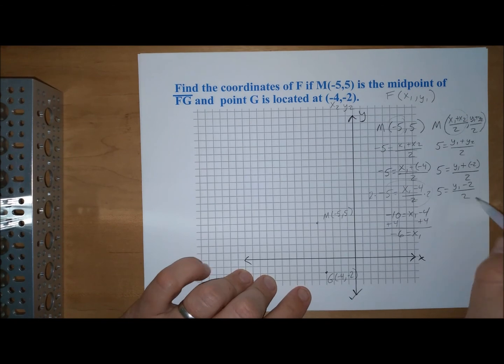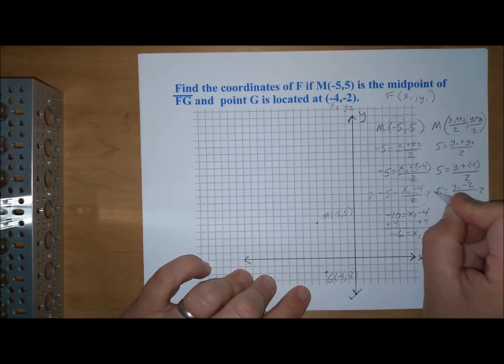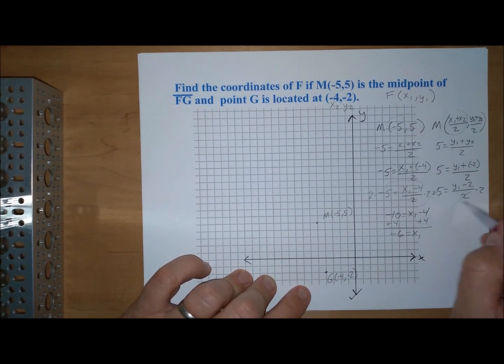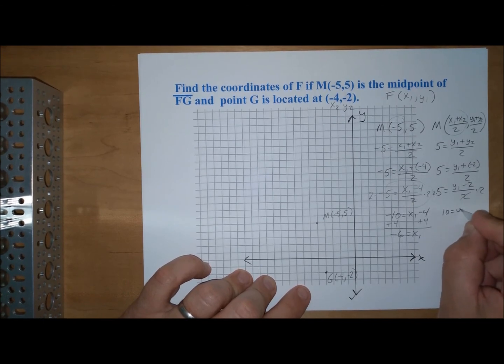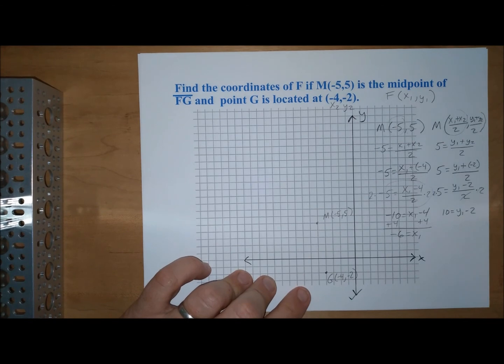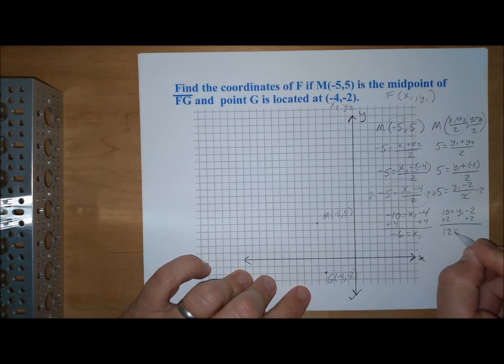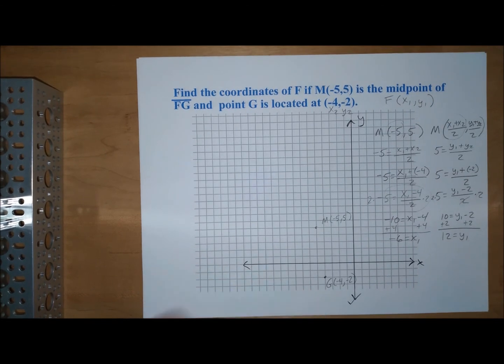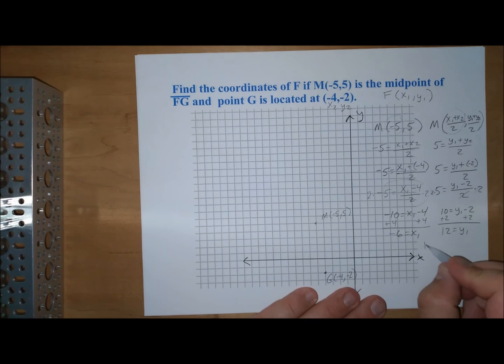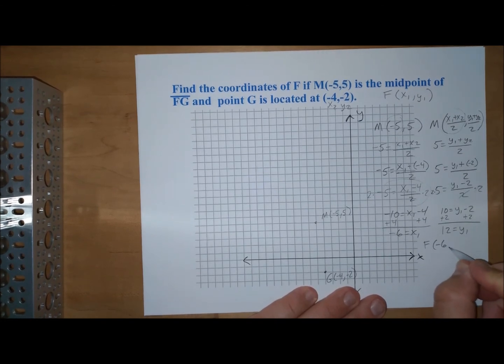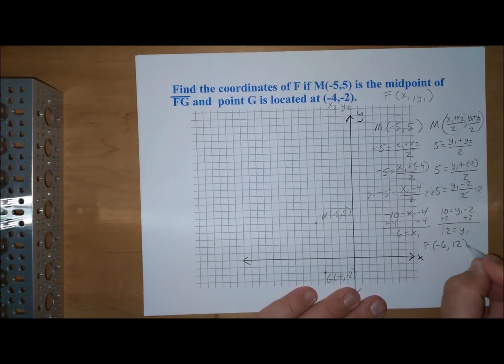Let's do the same thing for y here. Let's multiply both sides by 2. Okay, let's get those 2's to cancel. 2 times 5 is 10, equals y1 minus 2. And I'll go ahead and add 2 to both sides to get that solved. I get 12 equals y1. So I think the coordinates of point F are negative 6, positive 12.